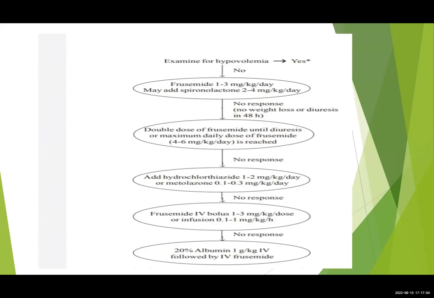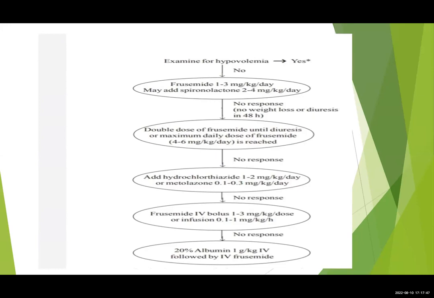If no response, how do you know the response? If there is no weight loss and no diuresis, you can increase the dose of furosemide to 4 to 6 milligram per kilogram. If no response, you can add hydrochlorothiazide, which works on the distal tubule. You have to give the hydrochlorothiazide half an hour before giving furosemide. If no response, you can give IV bolus furosemide 1 to 3 milligram per kg per dose, or you can give furosemide infusion.